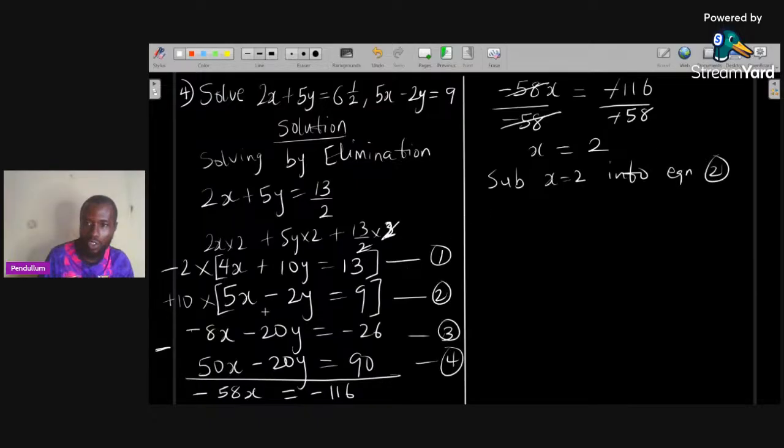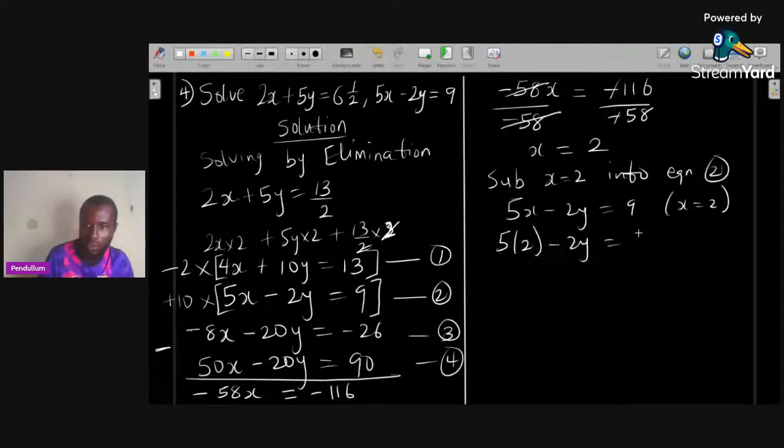That's this one here. That is 5x minus 2y equals 9 when x is 2. Okay? When x is 2. So that means I have 5 times 2 minus 2y equals 9. 10 minus 2y equals 9. Now I'm looking for y.